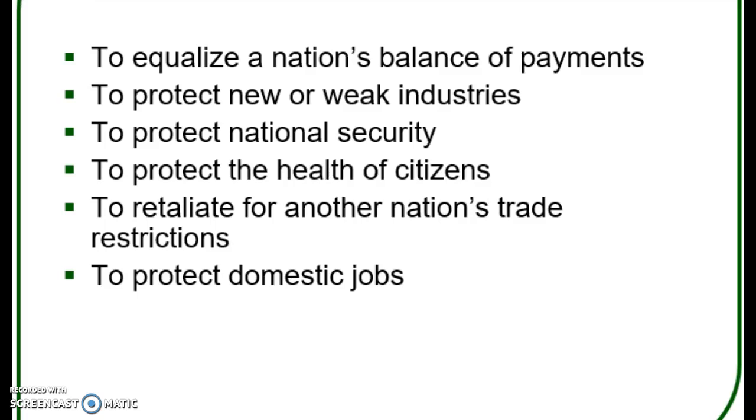We already talked in Section 1 about the desire to equalize a nation's balance of payments, so I won't revisit that. This is kind of odd ordering on the slide because the one at the bottom is the one that is advanced the most commonly, which is the idea of protecting domestic jobs. And that's the one that's in the news recently. So I want to unpack that a little bit.